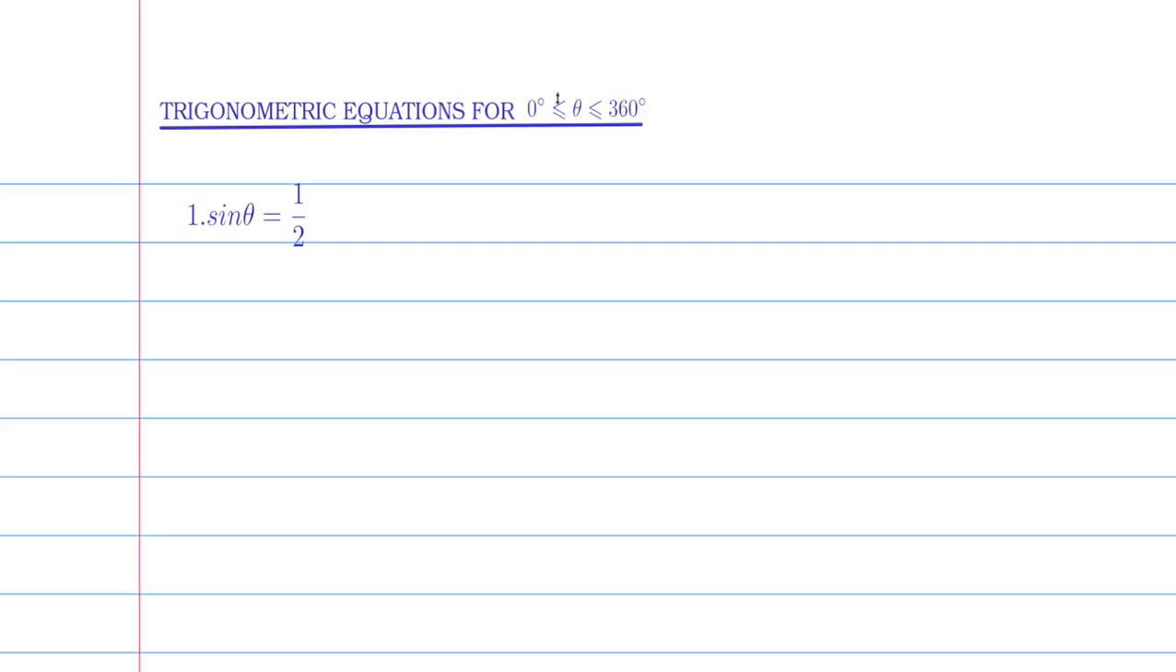and then from 0 to 360 degrees we are going to get 2 of such angles. Now, how do we tackle such an equation?